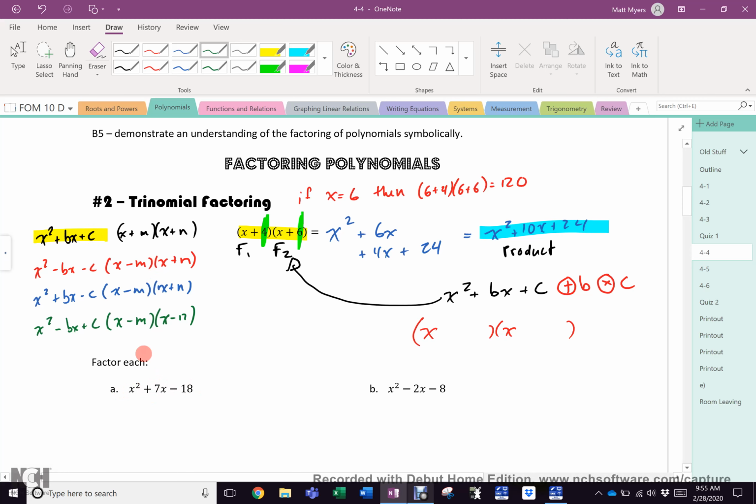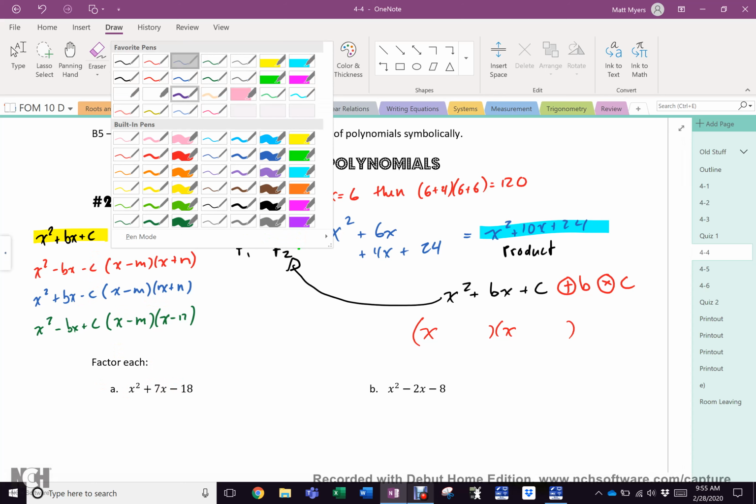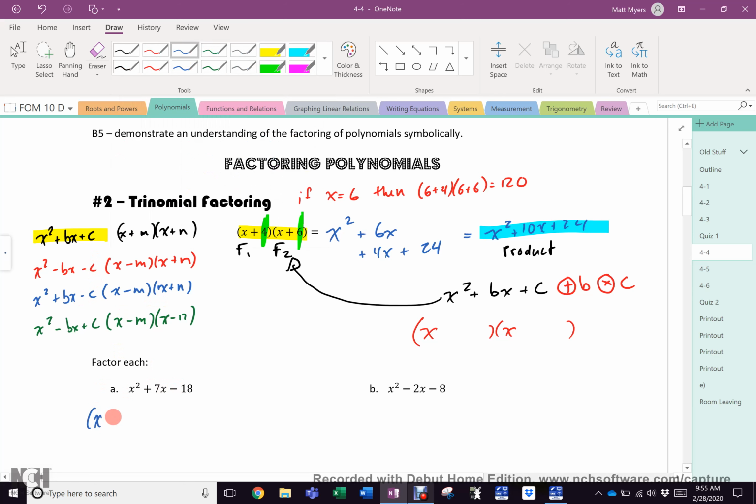Well, let's look at this first one. Which of these is this? It's the blue one, isn't it? So I know that this is going to be x plus and x minus, right? I know it. It has to be. Because how else could I get a negative 18?